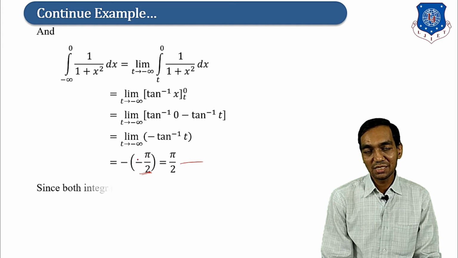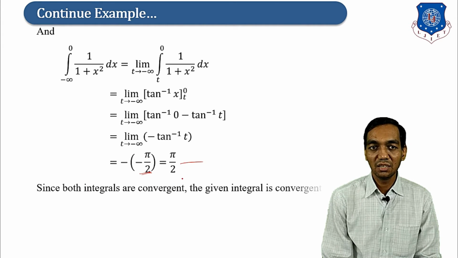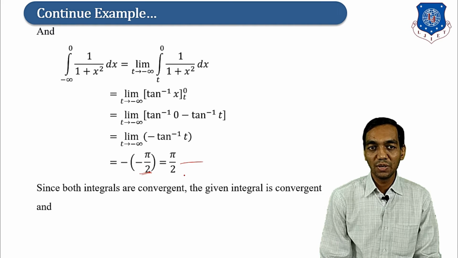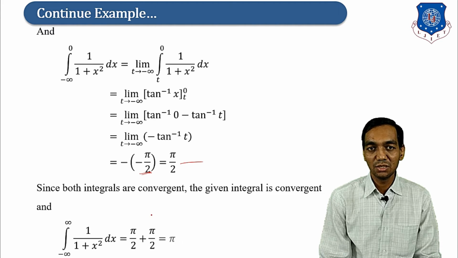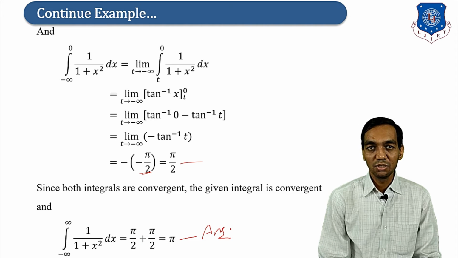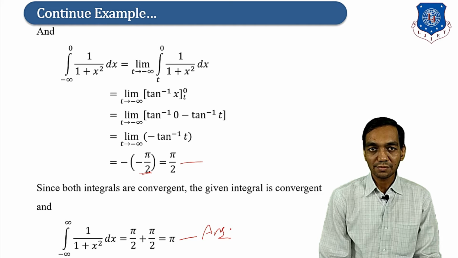So both integrals are convergent, therefore the original integral is convergent. And if you have to find the answer of it, then it is nothing but the addition of both integrals. That means pi by 2 plus pi by 2. So this is the answer of the original integration. Okay. So please remember this thing.